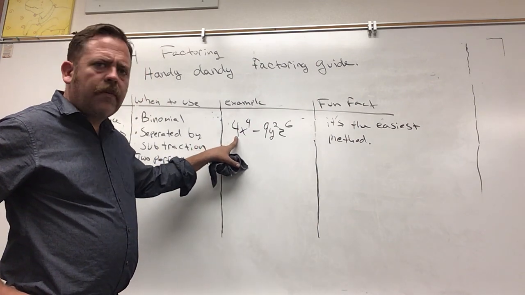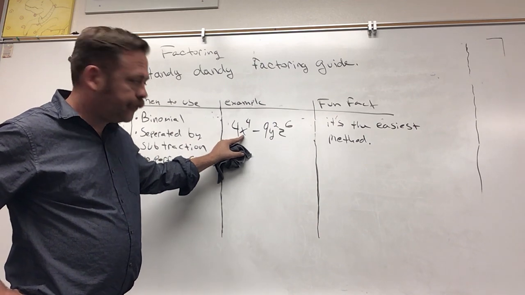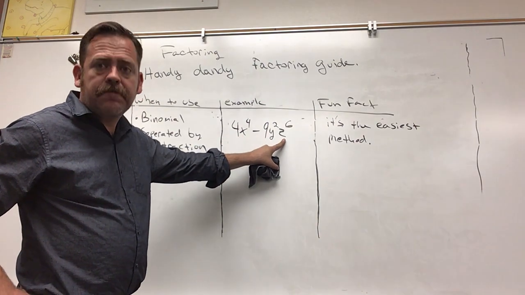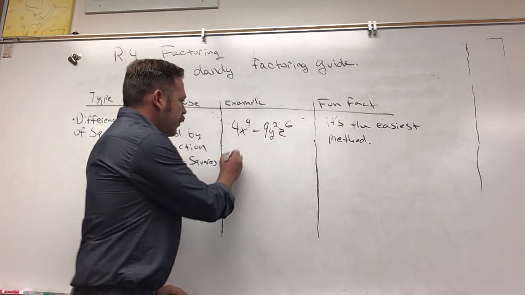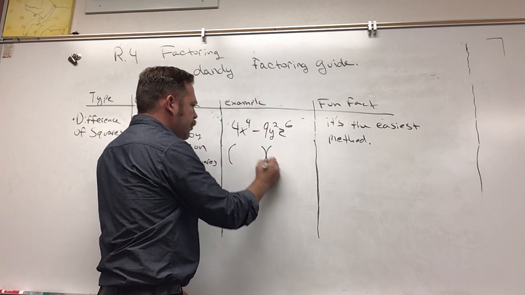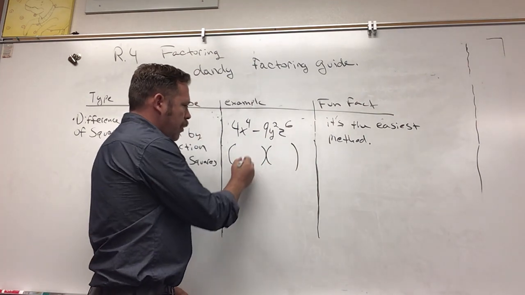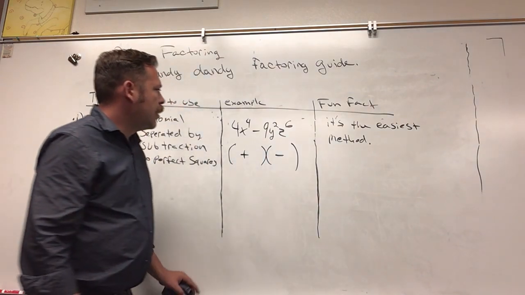So is 4 a perfect square? Yeah. What about x to the fourth? Yeah. What about 9y squared z to the sixth? Yeah, those are perfect squares. So this is going to factor into two binomials, right? One of them is going to be plus, one of them is going to be minus.